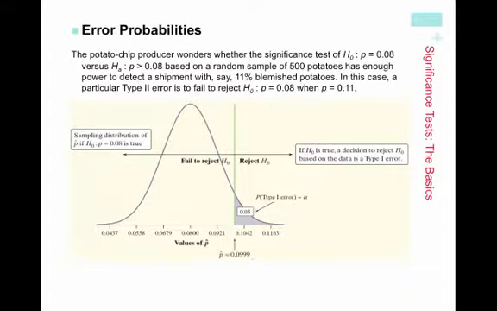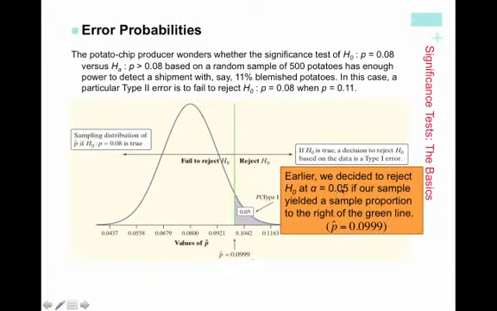In that case, what we're looking at is a type 2 error where we fail to reject the null hypothesis when the true proportion is 0.11. So that's our specific value for p. So this was the picture we had. Here's our probability of a type 1 error. Earlier, we decided to reject the null hypothesis at a 5% significance level if our sample yielded a sample proportion to the right of the green line. Our cutoff value was a sample proportion of 0.0999.